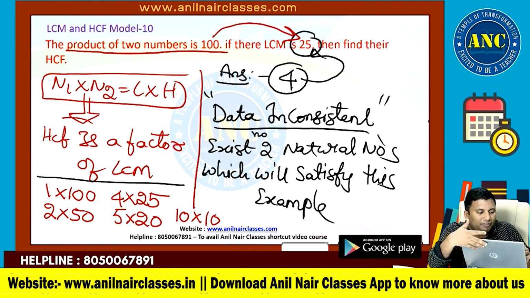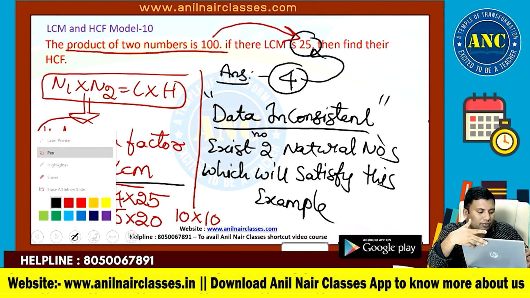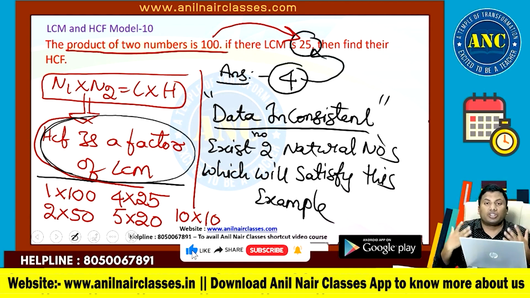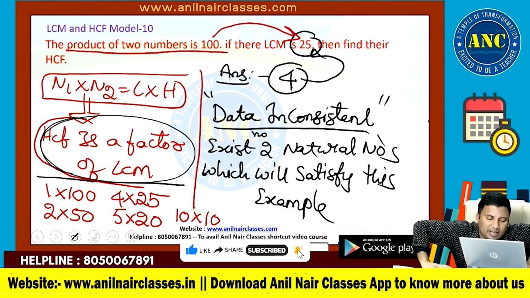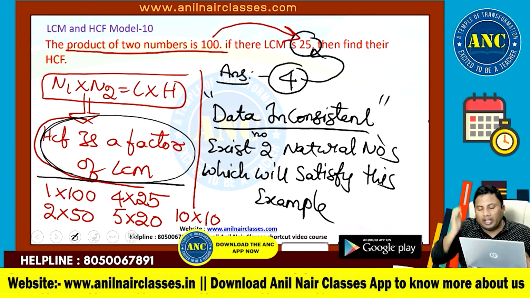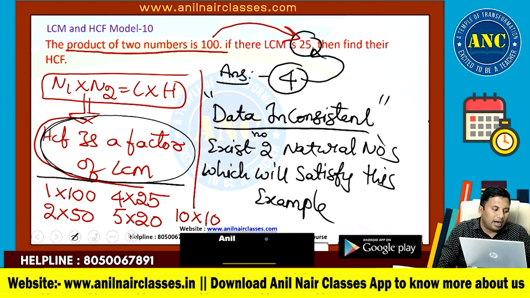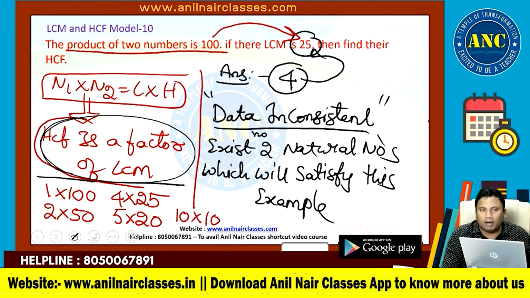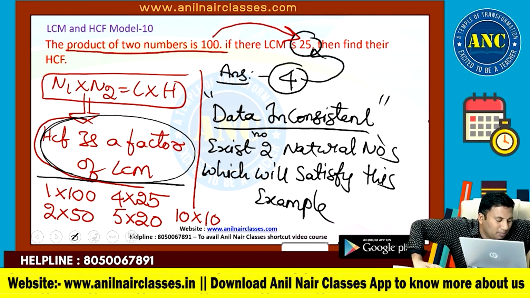HCF by default will be a factor of LCM. It goes without saying. It has to be a factor of LCM. Number is a factor of LCM. Why? Because HCF is a factor of the number and the number is a factor of LCM. So HCF is a factor of LCM. I hope it is clear. Please put a star mark on this question. Extremely important, which was our yesterday's last question.